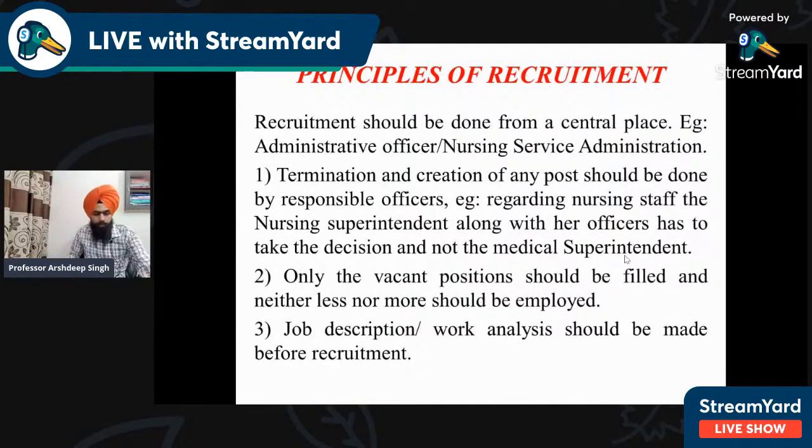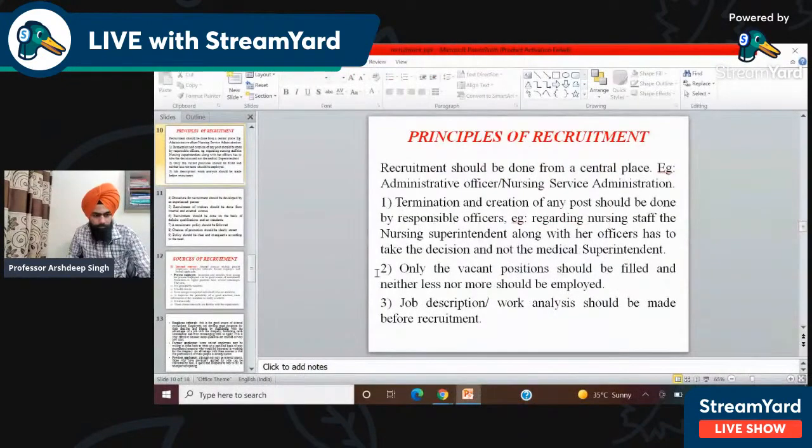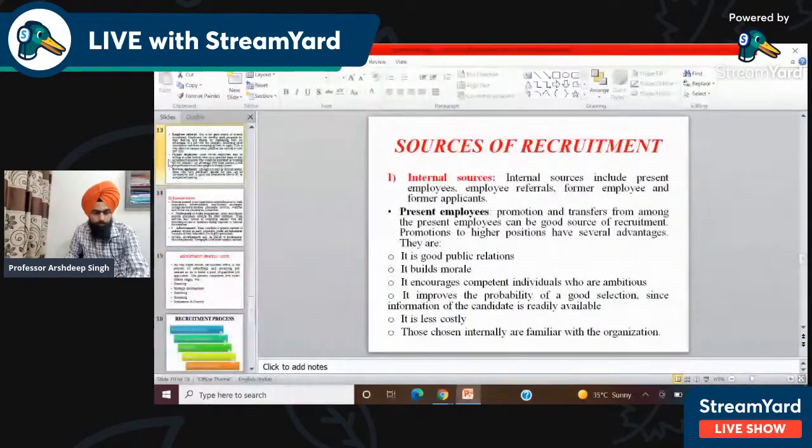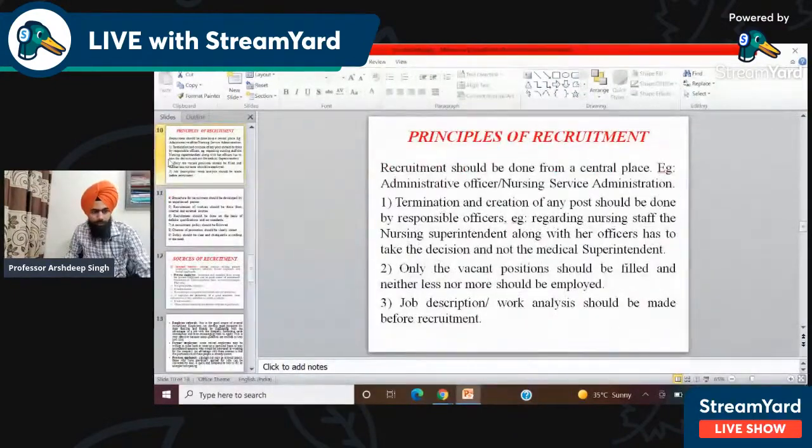Next, what we are doing is, next are the principles of recruitment.